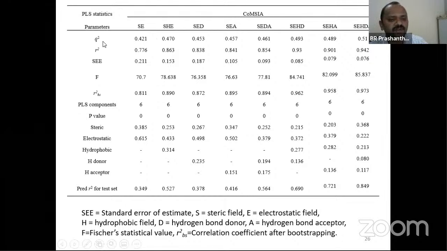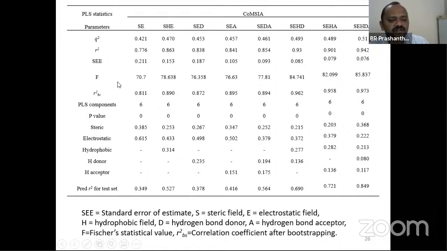Okay, the one is, for example, Q square value, which is nothing but the cross validated correlation coefficient, and then R square value is the correlation coefficient itself. Normally the R square value will be much bigger than the cross validated Q square value. Next is standard error of estimate. It should be as small as possible, and Fisher statistical significance should be as large as possible.